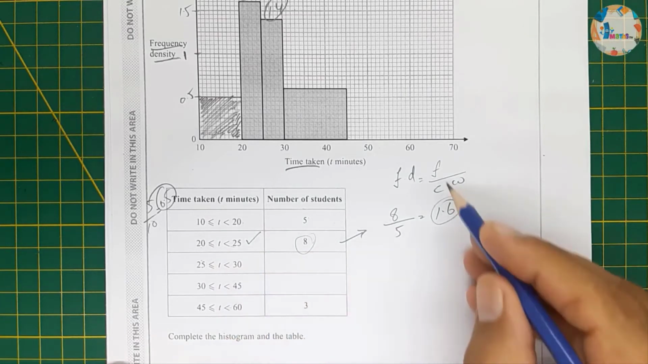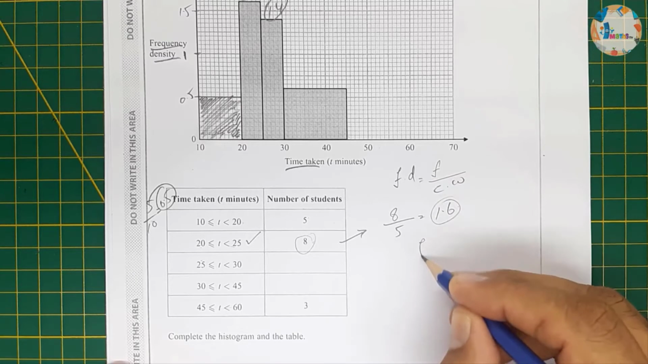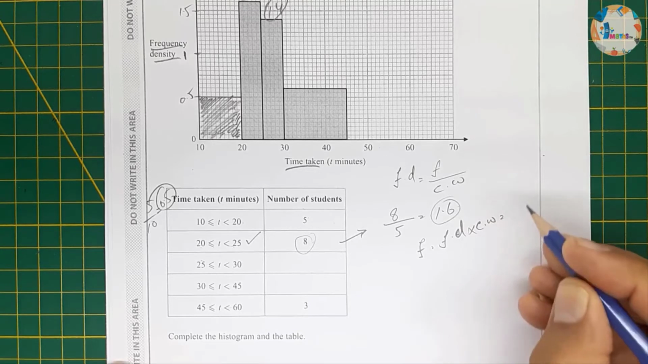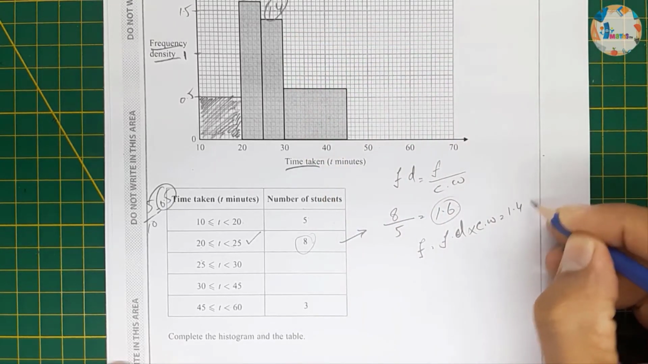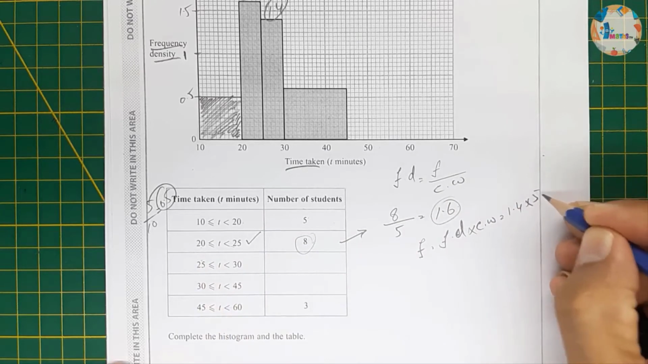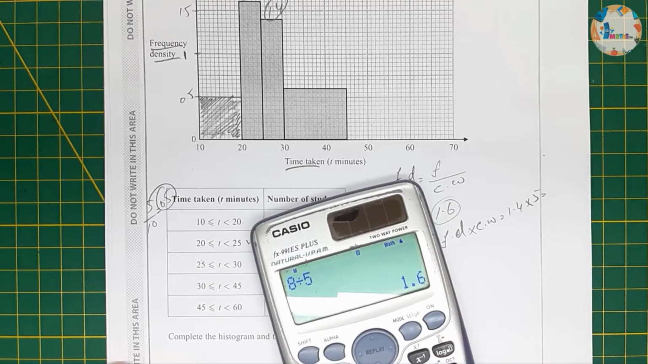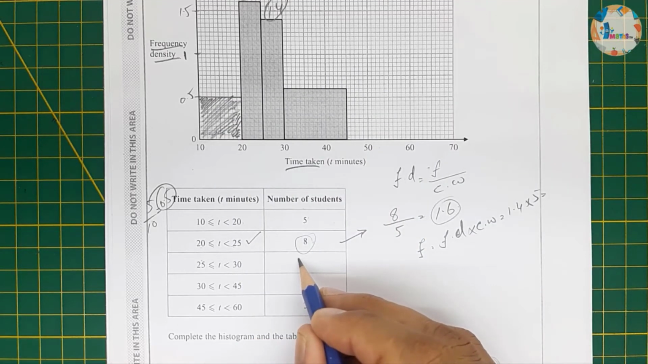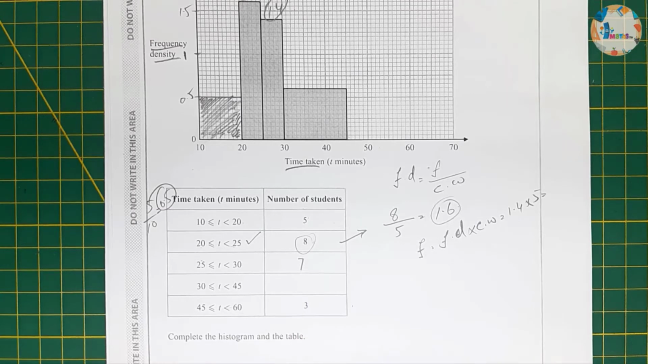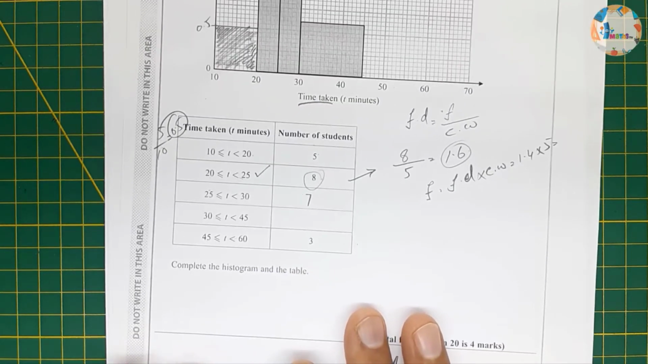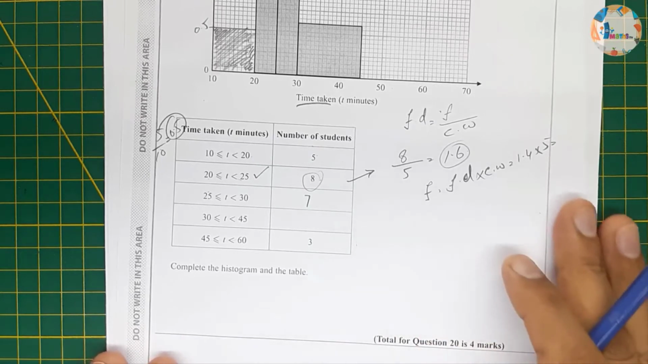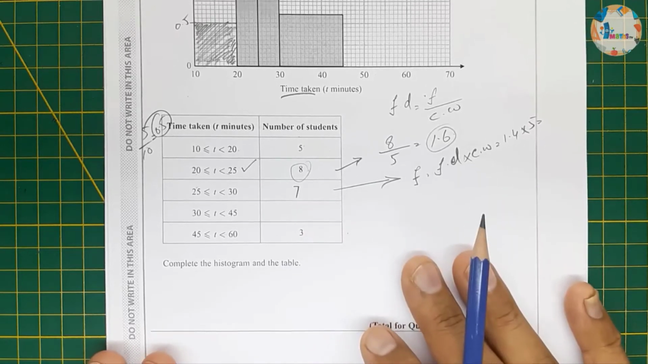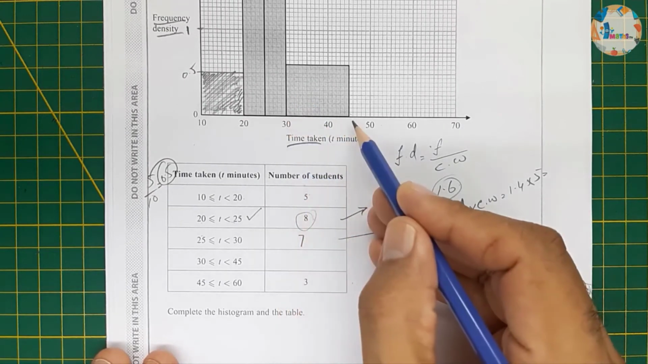So we can calculate the frequency. Frequency will be equal to frequency density multiplied by class width, which is 1.4 multiplied by 5, which is equal to 7. So the missing number over here will be 7, which we have calculated. Now the next missing number: the calculation for this one will be for 30 to 45.